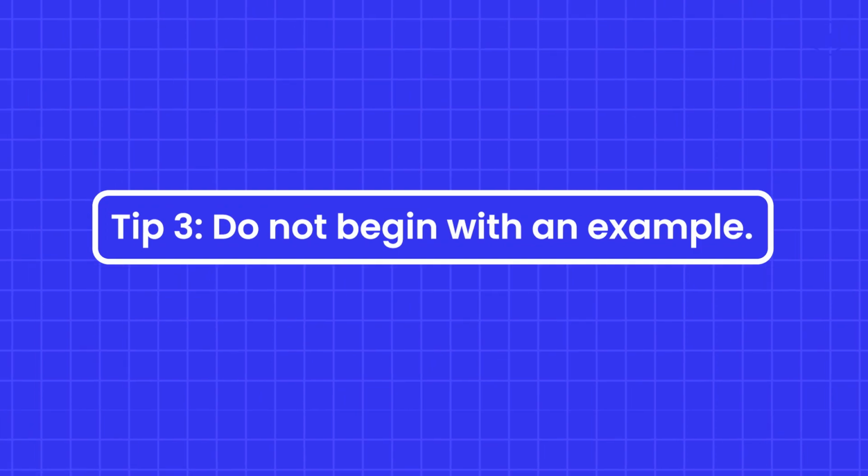Tip number 3. Do not begin with an example. Do not start your essay with an example. The purpose of an introduction is to set the context for the essay. Use it just for that. If you still want to include an example, do it when you state your thoughts or opinions on the topic. Now let's practice writing one introduction together.